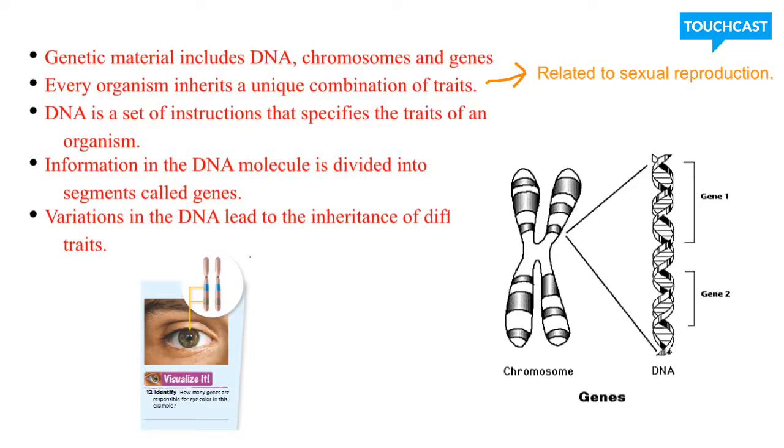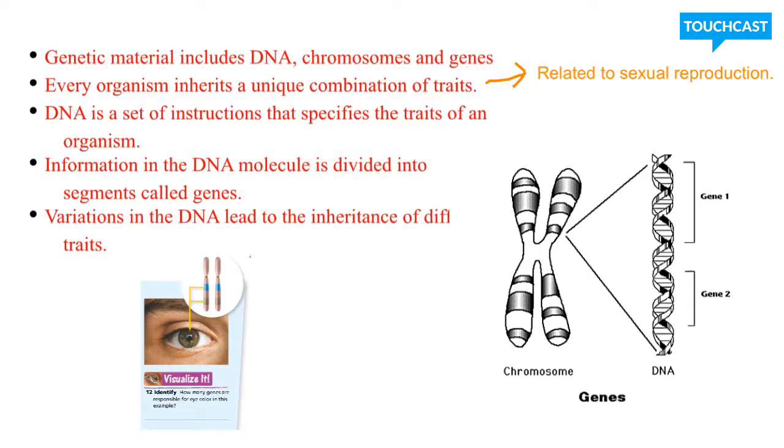Genetic material includes DNA, chromosomes, and the genes. Every organism inherits a unique combination of traits, and this is related to sexual reproduction. Because remember, class, if it's asexual reproduction, all the traits that are passed down are going to be the same, so there's no unique combinations or differences.